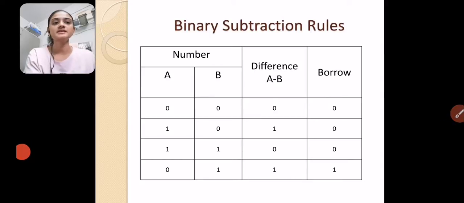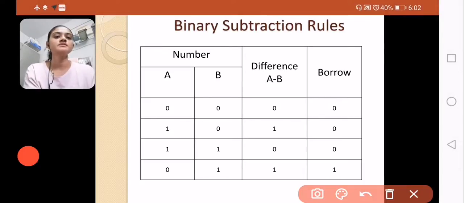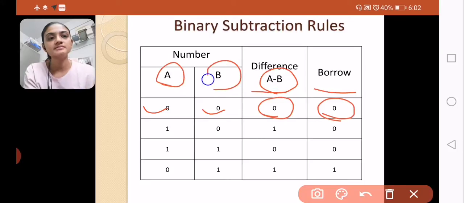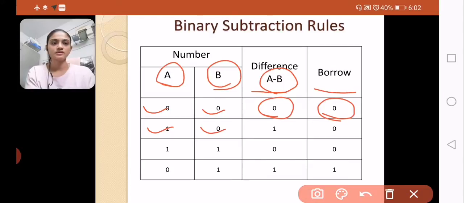Now let us see the binary subtraction rules. In the binary subtraction rules, the first combination is 0 0. If 0 minus 0 is there, then here two terms are there, difference and borrow. The difference will be 0 and we have not taken any borrow, so borrow is 0, right? Here remember that it is A minus B, not B minus A. Okay. Next combination 1 minus 0. So 1 minus 0, obviously the difference is 1 and borrow is 0.